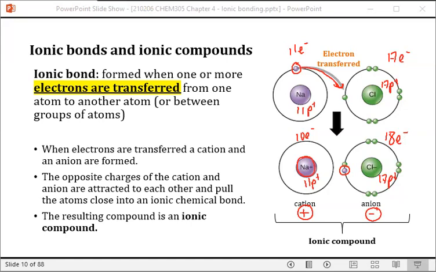Opposite charges are attracted. And so now we have one atom with a positive charge, the cation, and one atom with a negative charge, the anion. And these opposite charges are attracted. And the pulling together of this attraction is what forms what we call an ionic bond and keeps these atoms held tightly together in this chemical bond.